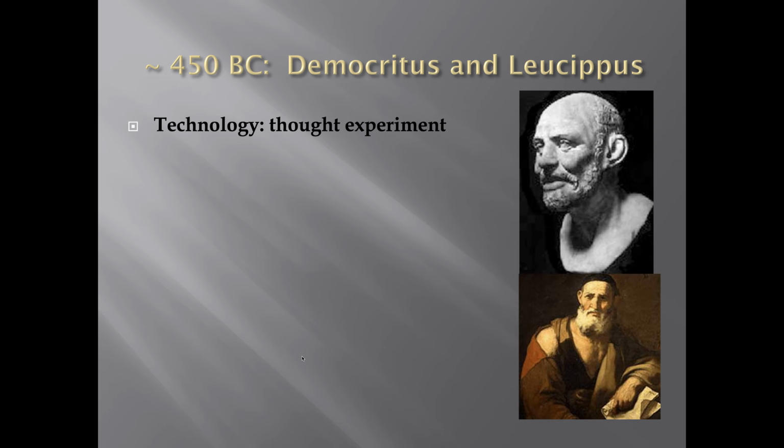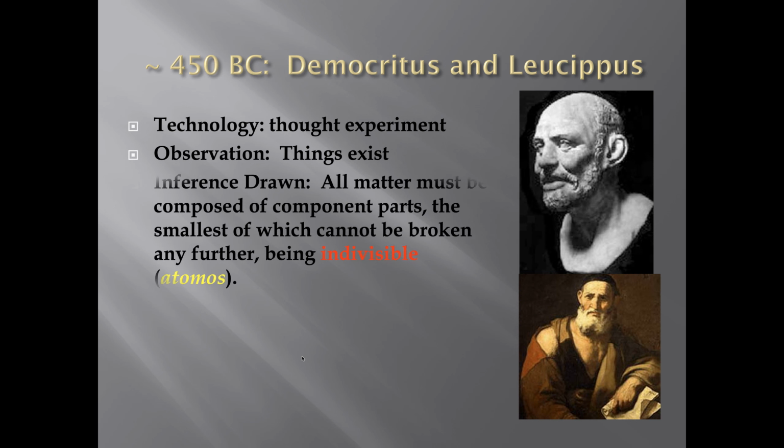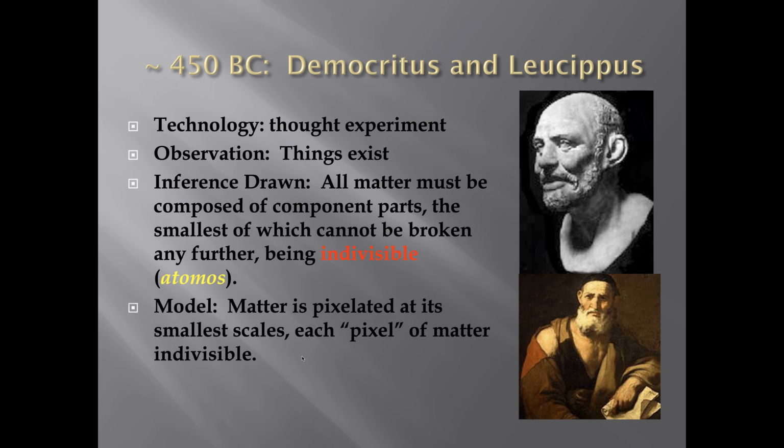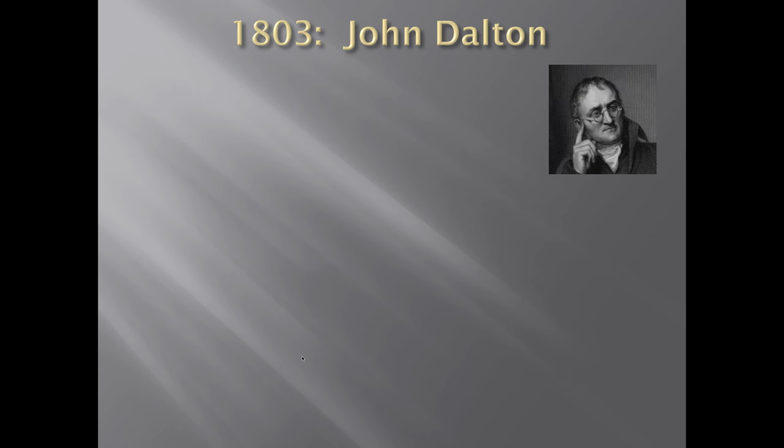Now, of course, this was just a thought experiment, but it was pretty prescient. Things exist, and they must be made of smaller pieces, and the smallest possible pieces must be indivisible. And the Greek word for indivisible is atomos, which is where we get our word atom from. Now, again, there was no actual experiment done here. It's okay, well, let's contemplate the universe. Then a couple thousand years went by and not a whole lot was being done.